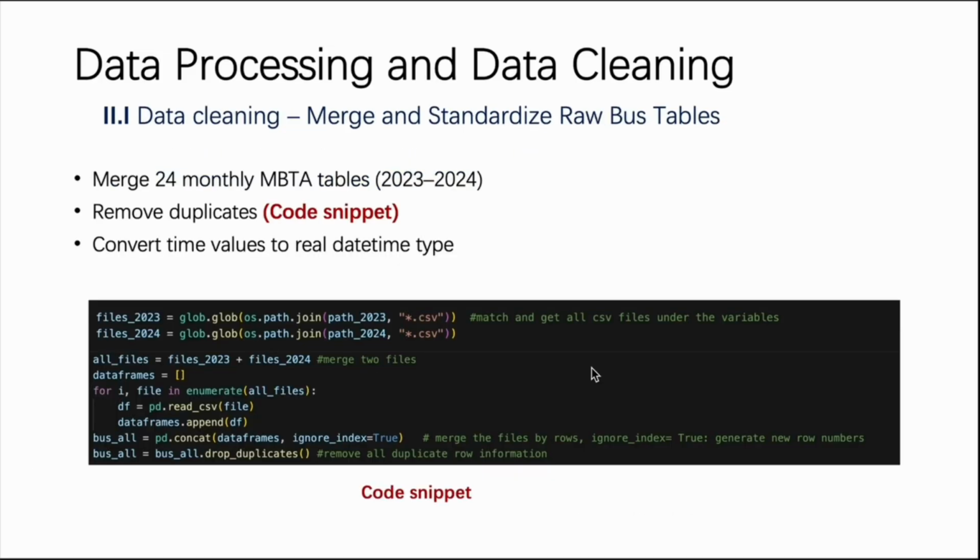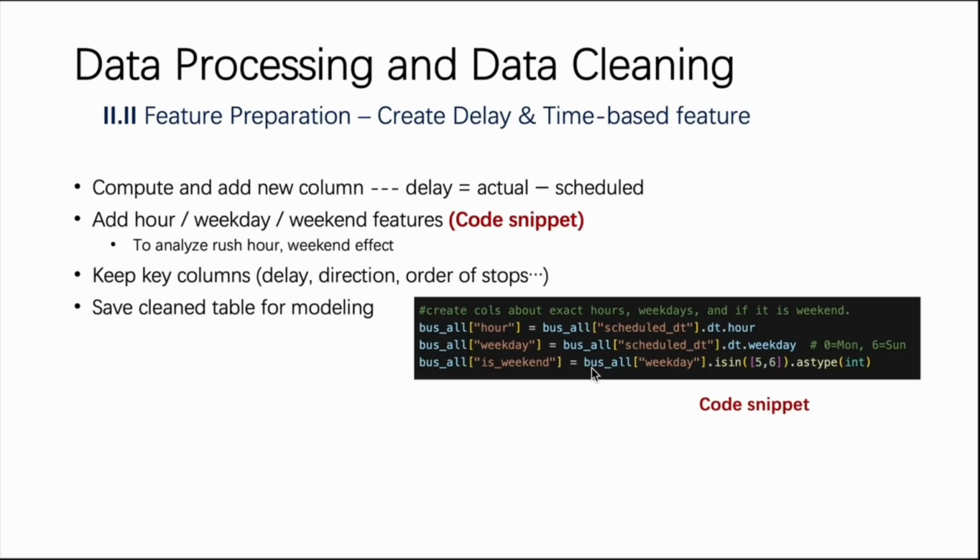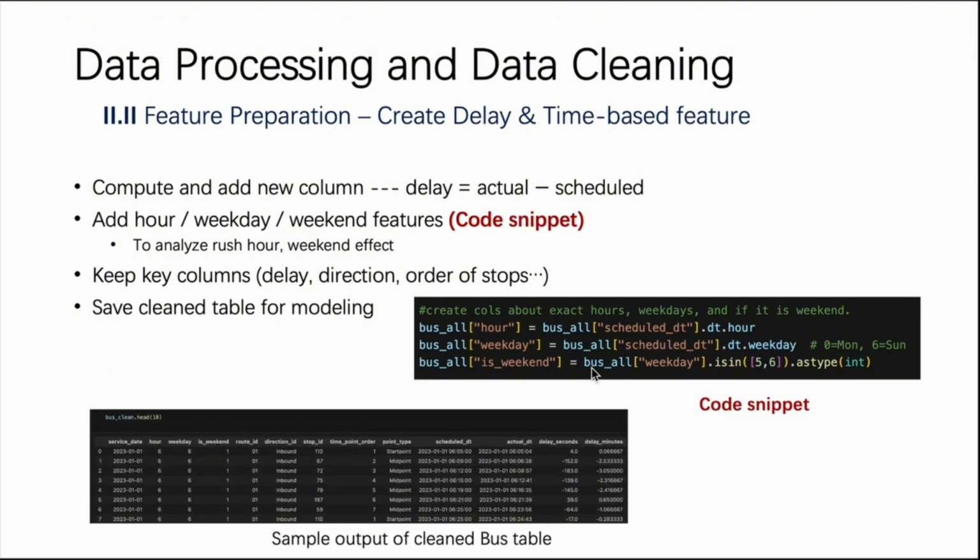Let's move on to data processing of the bus table. We merge all MBTA bus tables, remove duplicates, convert timestamps, and extract delay and time-based features for later analysis. Afterwards, we keep only the key columns and save the clean table for modeling.